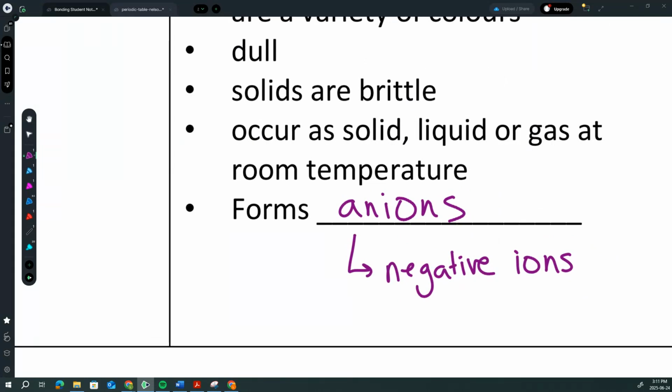So once upon a time, one of my students said that the word anions kind of sounds like onions to her, and she always thought about cutting onions, and that made her cry just because of all of the onion aroma there. And so that's how that student remembered that anions are the negative ions, because onions made her cry.